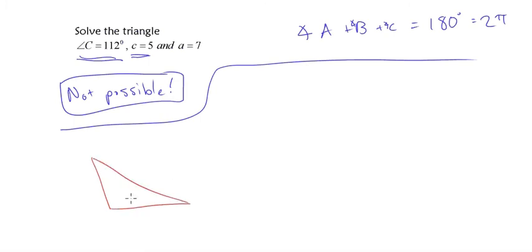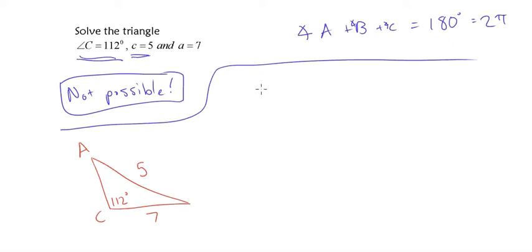So let's sketch an impossible triangle here. We'll have C, which is 112 degrees. Opposite its side length is 5. And then over here we'll have 7. And already we can look at that and see the longer side is a smaller amount of units. That's strange. So this will be angle A up here. Let's find angle A and see why this is not possible.